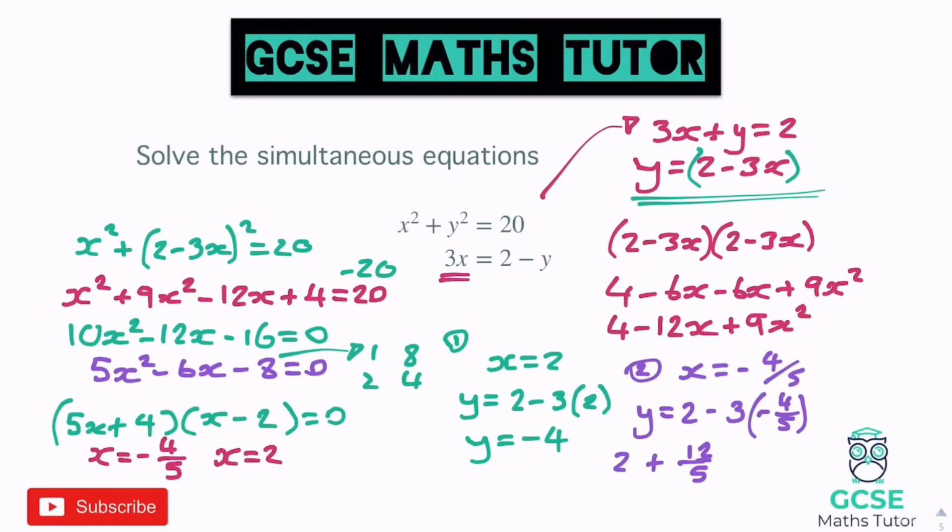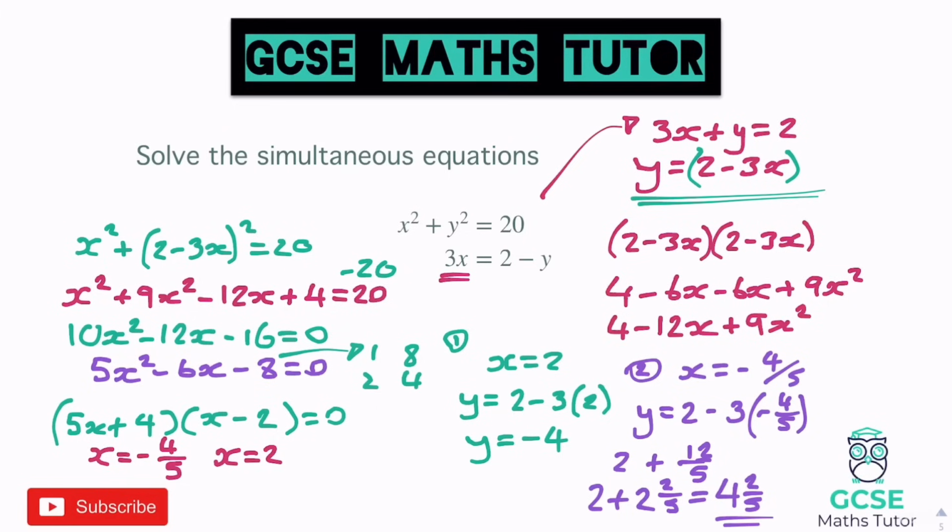I'd rather write 12/5 as a mixed number though. So we've got 2 add, 5 goes into 12 twice with a remainder of 2. So 2 add 2 and 2/5. And if we add that together, we get 4 and 2/5. Which you could also write as a decimal, but I'm just going to leave it as a fraction there, 4 and 2/5. All right, there we go. And there's our y value.